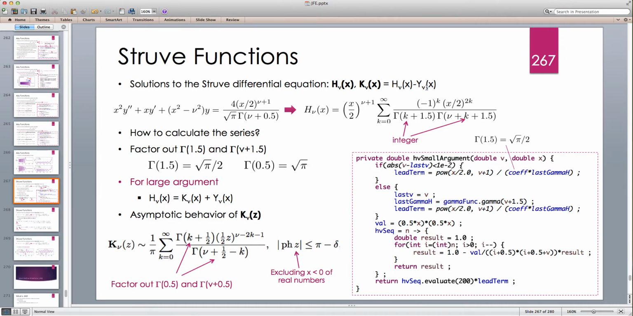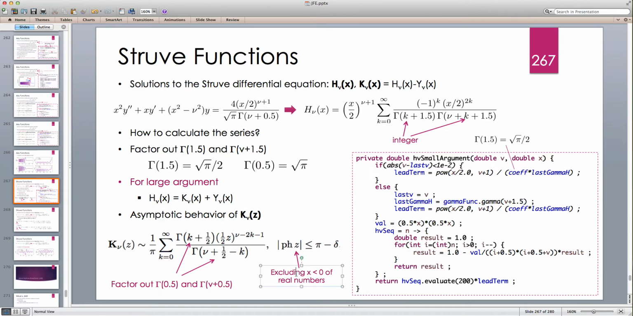So for large arguments, H nu is K nu plus Y nu, because K nu is H nu minus Y nu, right? And then K nu has a nice asymptotic expansion. K nu for large z is proportional to 1 over pi, the sum from 0 to infinity, gamma of k plus 1/2, (1/2 z) to the power nu minus 2k minus 1, over gamma of nu plus 1/2 minus k. And again, we can factor out gamma 1/2, which is square root of pi, and gamma nu plus 1/2 from the denominator.